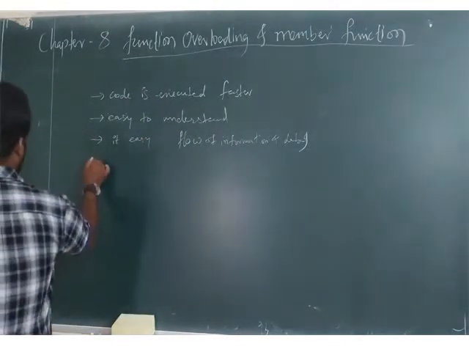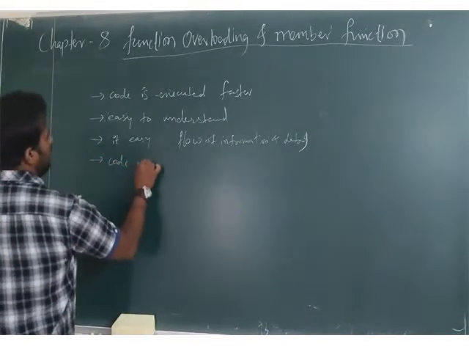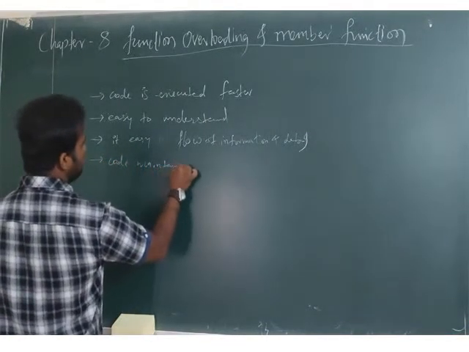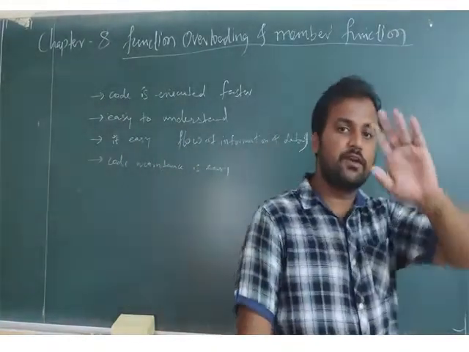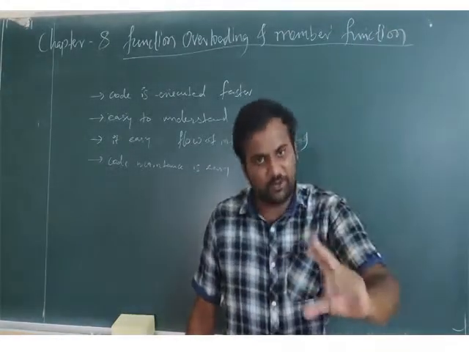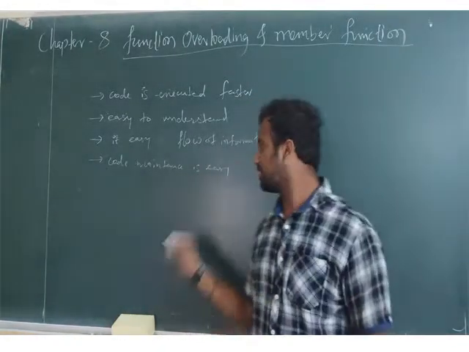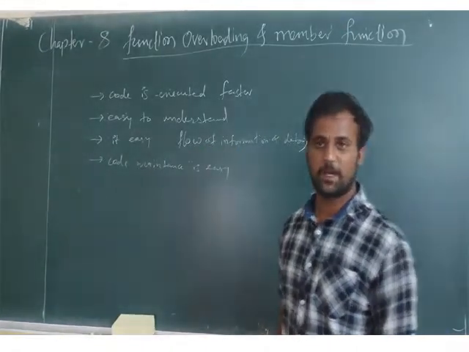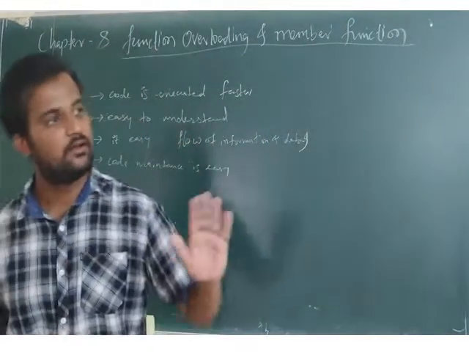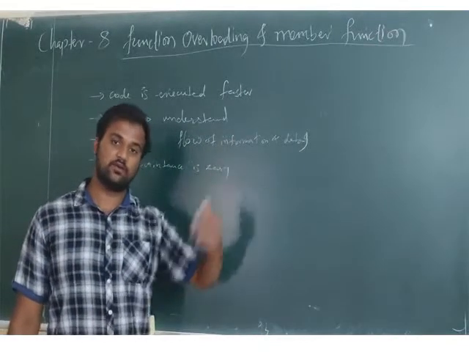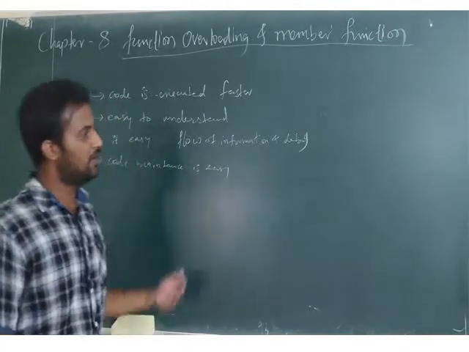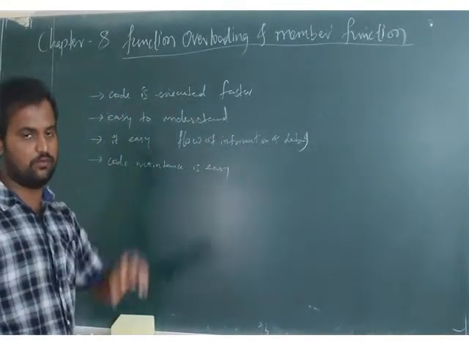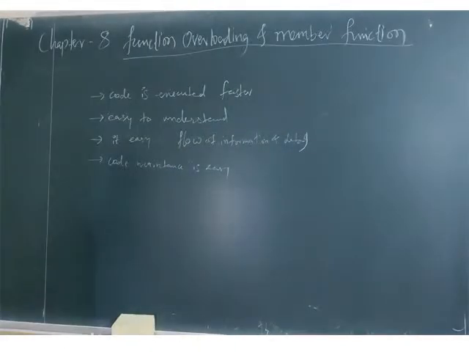Next is code maintenance is easy. Maintenance means first you write the program, and again after 10 days you open it, and you can do some changes. That is also easy. That is what maintenance is called. First you write a program, shut down the computer, after 10 days open it again. Then you can add a little block of code there, not a problem. You can keep on maintaining, adding, saving again like that. Code maintenance is also easy.